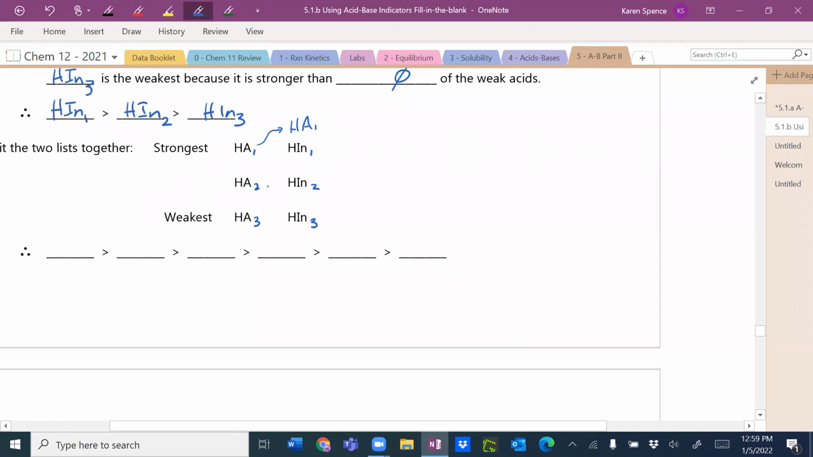And we could do the same thing for HA2. We will actually find that it is stronger than HIN2 if we check our chart, and then HA3 is actually stronger than HIN3. So our list of acids then is HA1, HIN1, HA2, HIN2, HA3, HIN3.